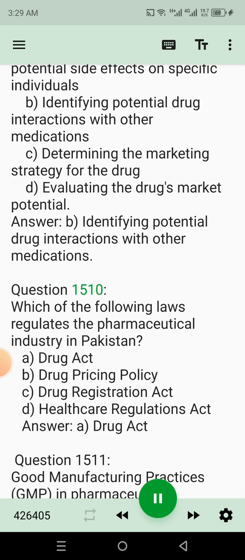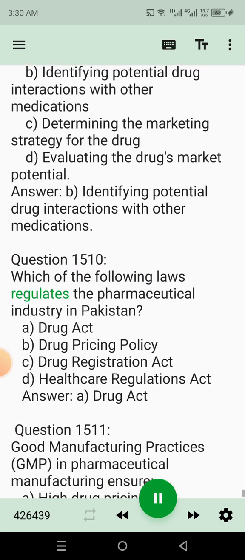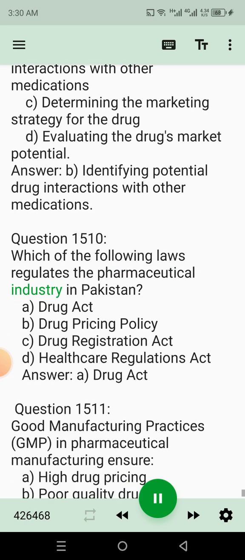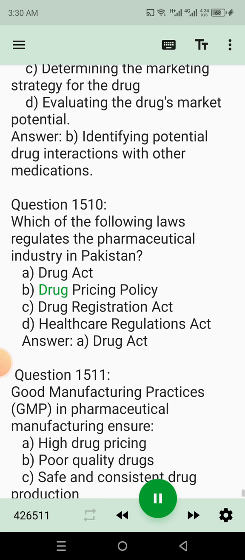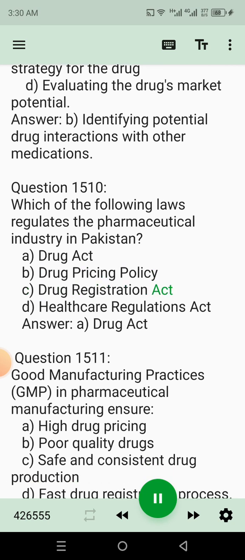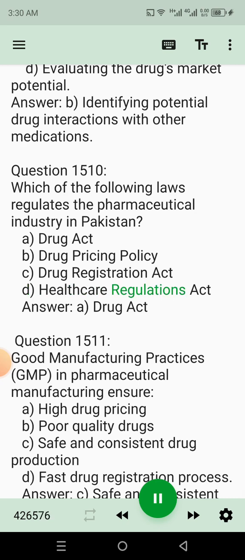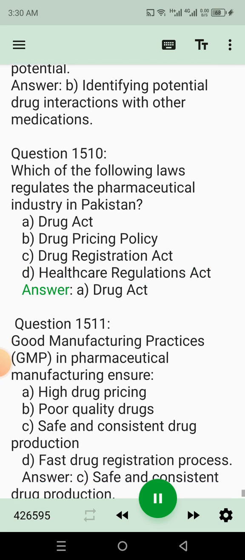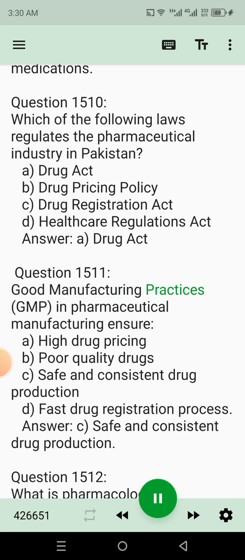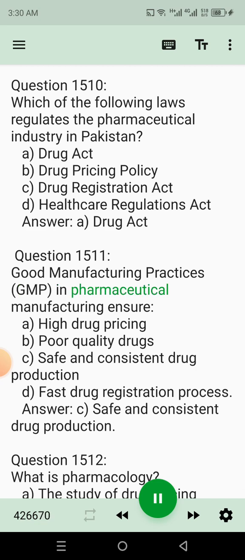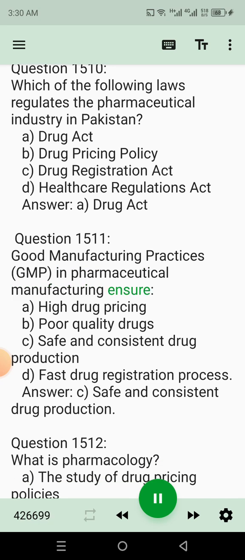Question 1510. Which of the following laws regulates the pharmaceutical industry in Pakistan? A. Drug Act. B. Drug Pricing Policy. C. Drug Registration Act. D. Healthcare Regulations Act. Answer. A. Drug Act.